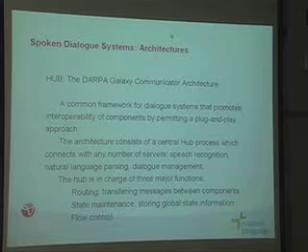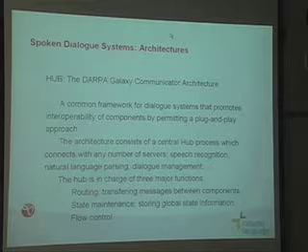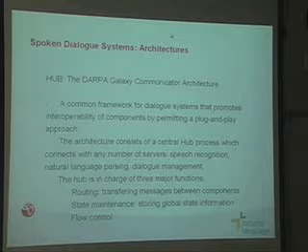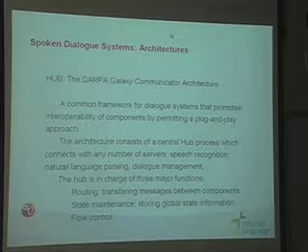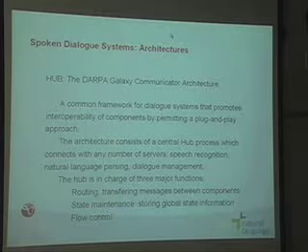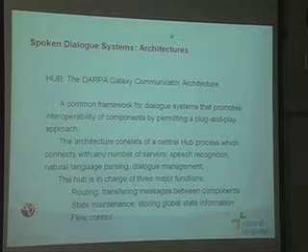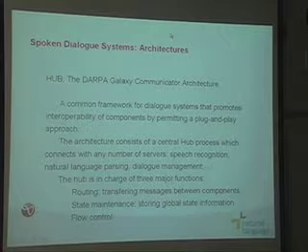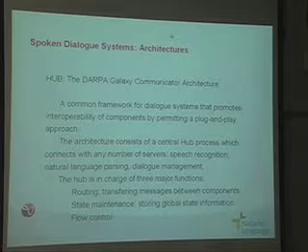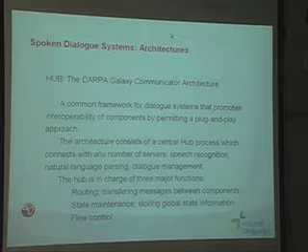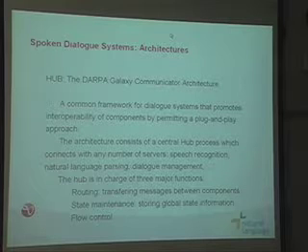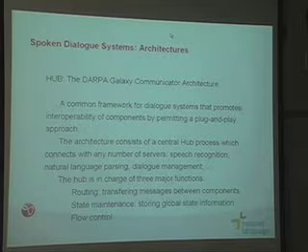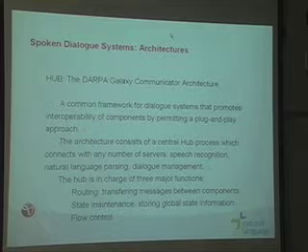So in this case, it's a centralized architecture which consists of a central hub process which connects with any number of servers, and each server is specialized in specific human language abilities, speech recognition, natural language parsing, dialogue management, and so on. The hub has 3 major functions. The first one is routing, transferring information or messages between servers. It's a kind of centralized model which allows the transmission of information between any service in the architecture.